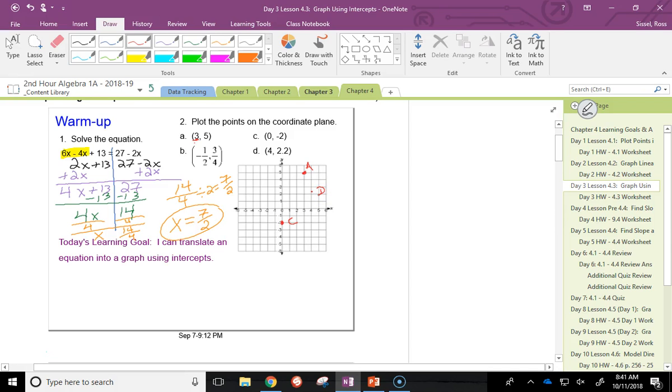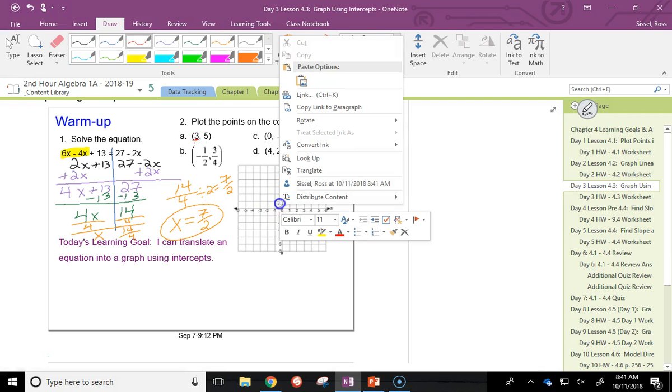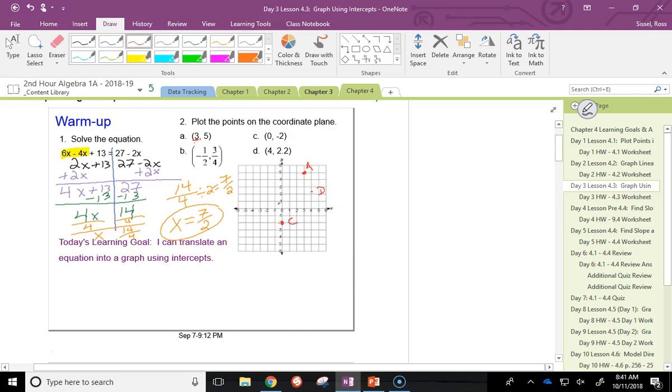4 and 2.2. And then this one's a fraction, so we'd have to be using some number sense here. Negative 1/2, so halfway over. Let me work on my board. And 3/4 up, so we'd be somewhere in there. And that would be our B.